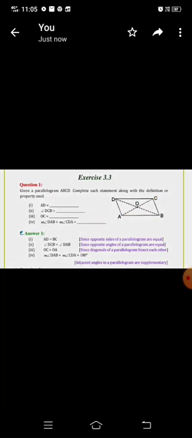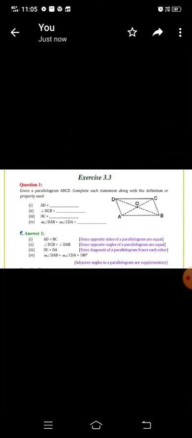Similarly, OC is equal to OA. Why is OC equal to OA? Because the diagonals of a parallelogram bisect each other. Similarly, angle DAB plus angle CDA is equal to 180 degrees. Hence, adjacent angles in a parallelogram are supplementary.